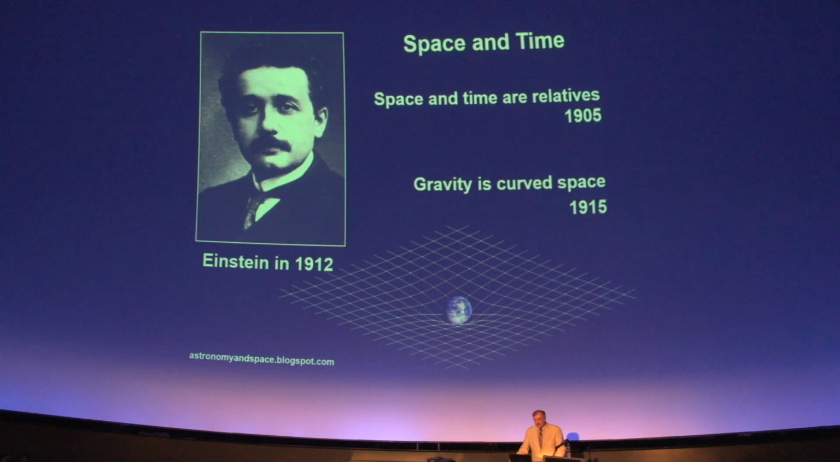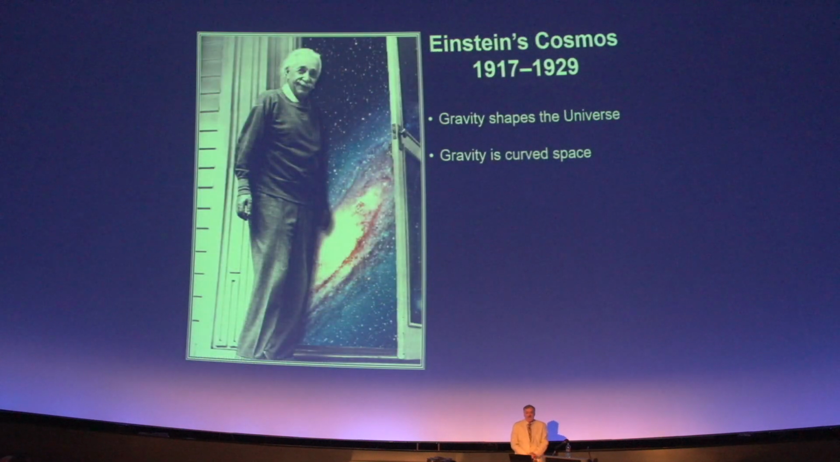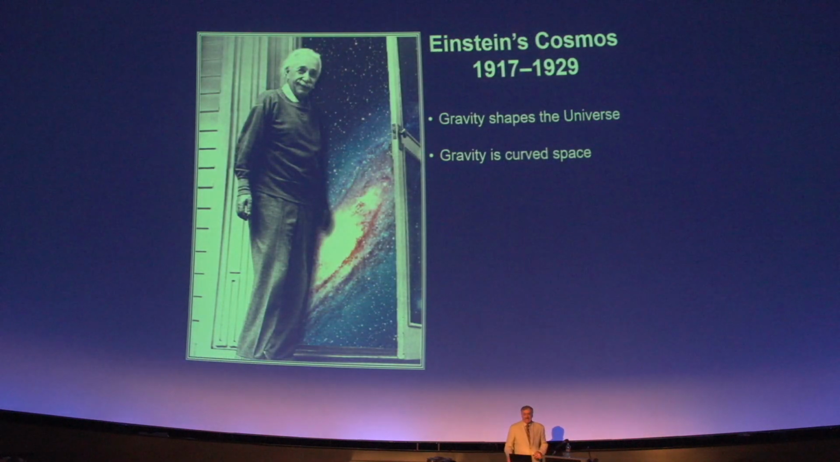1905 and 1915, he knew that he had in his hands a tremendous new tool that would allow him a deeper insight into the universe. And one of the first problems that he turned to, the first application of his new theory of gravity, was cosmology, was to understand the universe. And in 1917, he proposed a cosmological model that I think of as Einstein's cosmos.